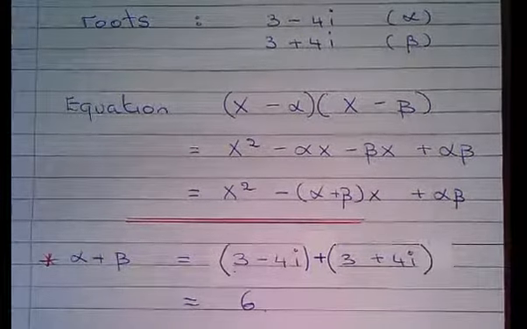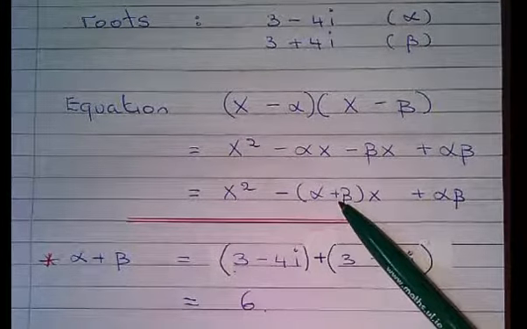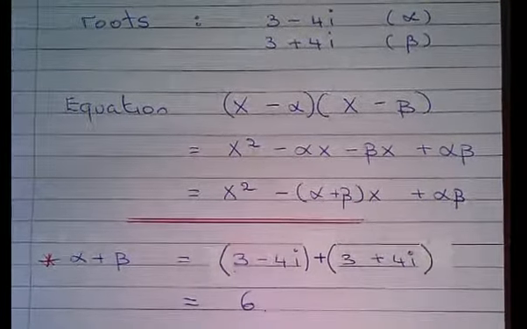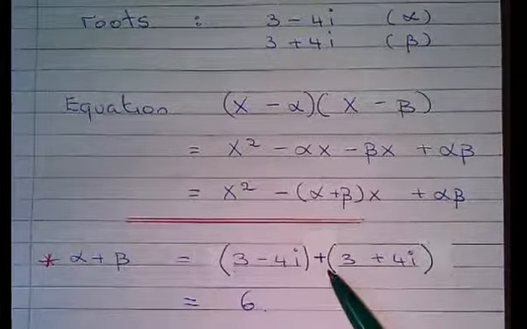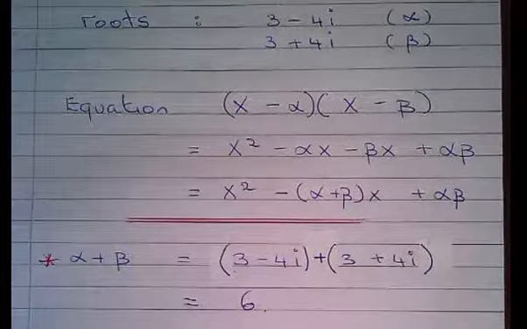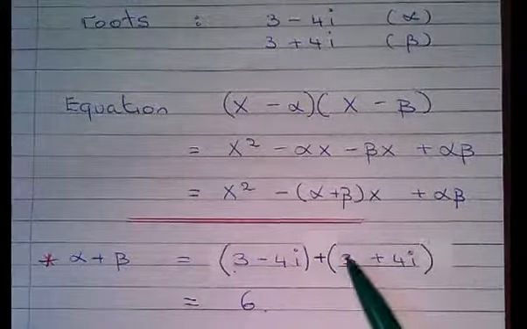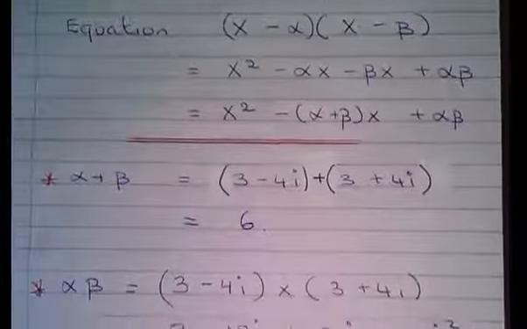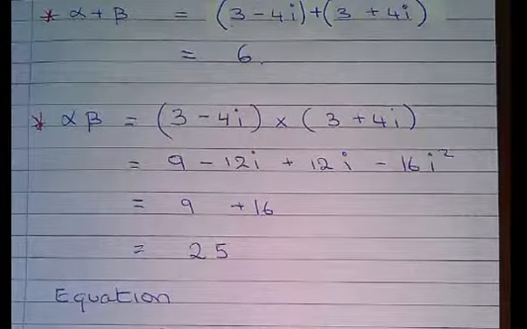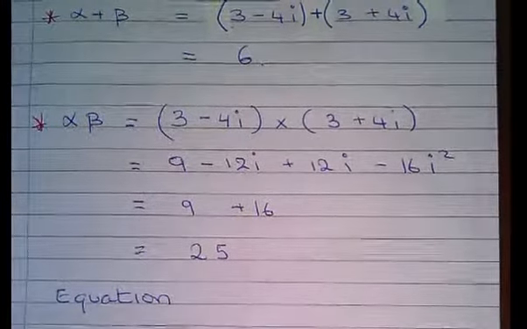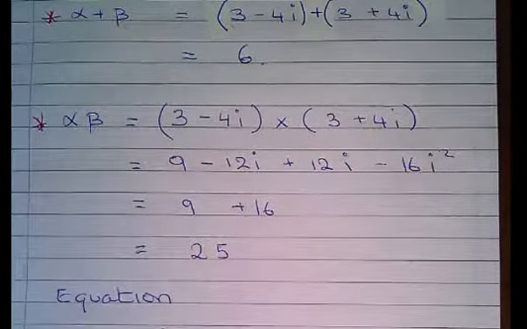Okay, so essentially what we have to do here is just add the two terms, z and the conjugate of z, and then multiply them out. Okay, so we add them together, we get 3 minus 4i plus 3 plus 4i. The minus 4i and plus 4i cancel out, so we're just left with 3 plus 3, that gives us 6. Okay, and now alpha times beta, so we go 3 minus 4i times 3 plus 4i.